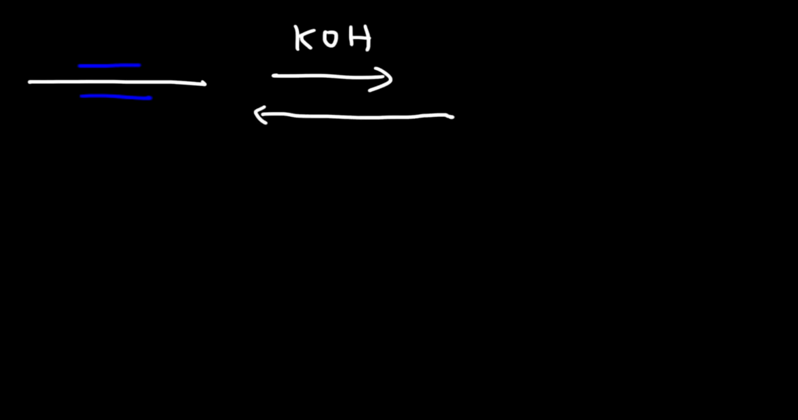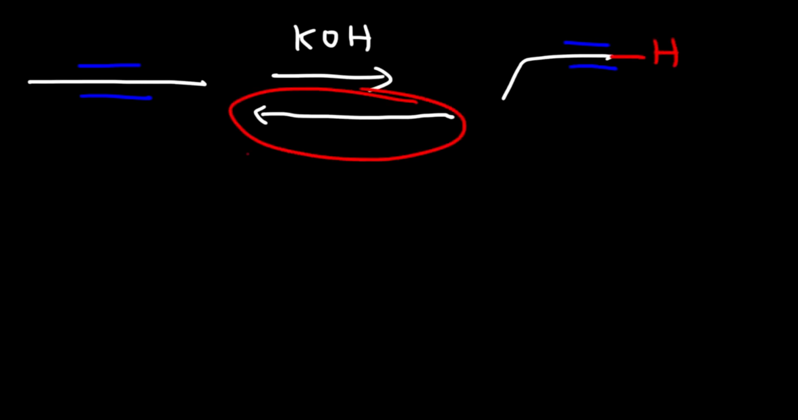So let's see if I can put this all together. Here is the internal alkyne, and here we're going to use potassium hydroxide at 200 degrees Celsius. And so this reaction is reversible. So we have a bigger arrow towards the internal alkyne. And the reason for that is the internal alkyne is more stable.